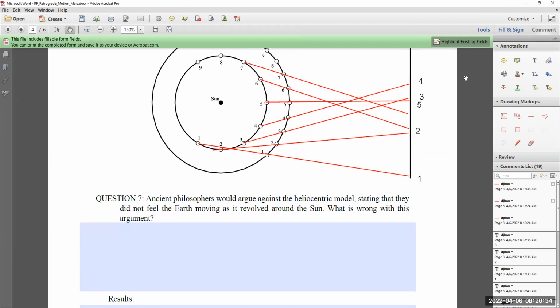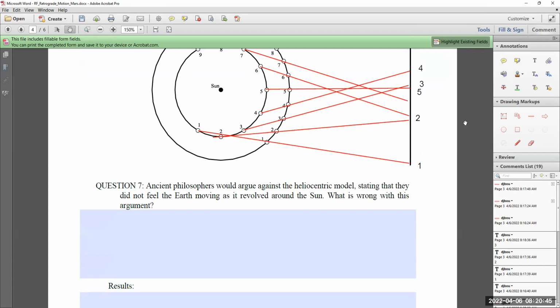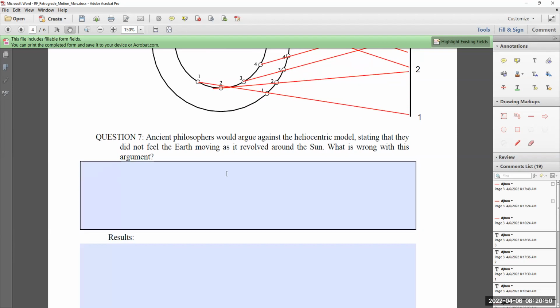This is what I'm looking for in terms of the project, in terms of the drawings. Obviously, if you can do it electronically, as I said, I need you to print it and show that both models actually explain the retrograde motion of Mars. However, there are problems with the first one, the geocentric model, that you need to address. And you need to make the comments in here, answer the arguments in here.